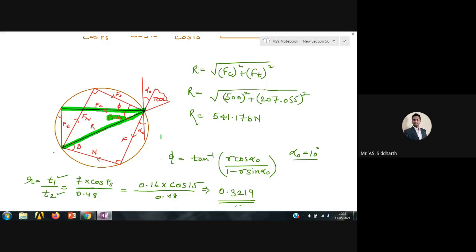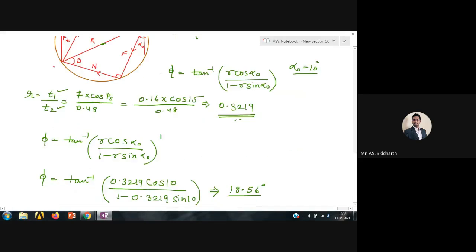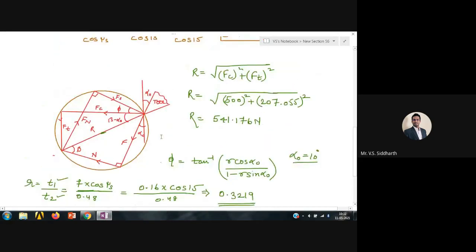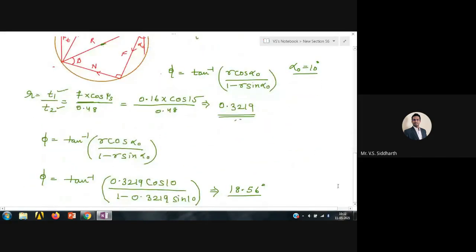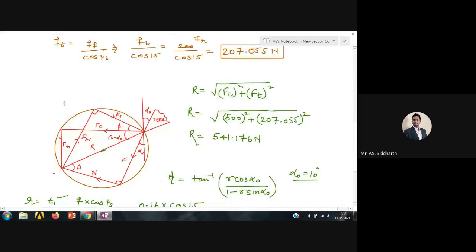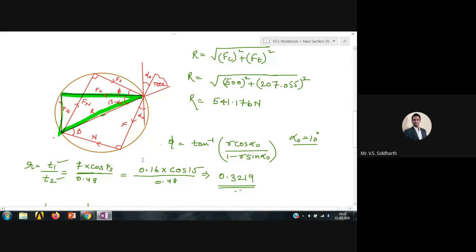Here you see that FC is given, and the resultant you have already calculated. Alpha you already know. Then you can calculate beta also. How can you calculate beta? In this triangle, if you apply cos, cos of beta minus alpha naught, how much will you get? Cos of beta minus alpha naught will be FC upon R, right?